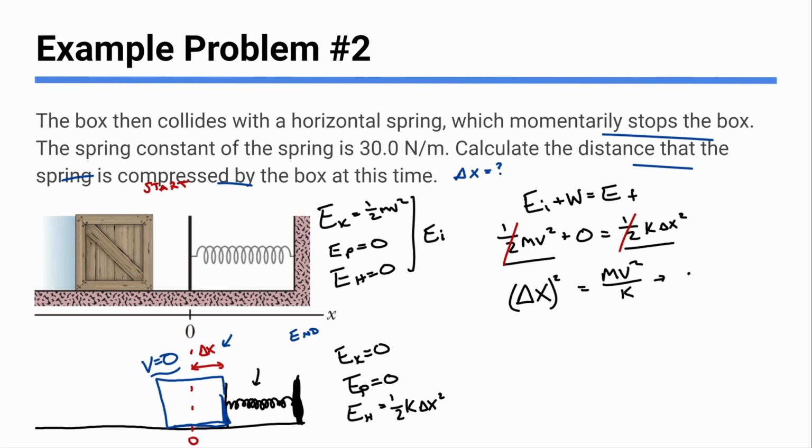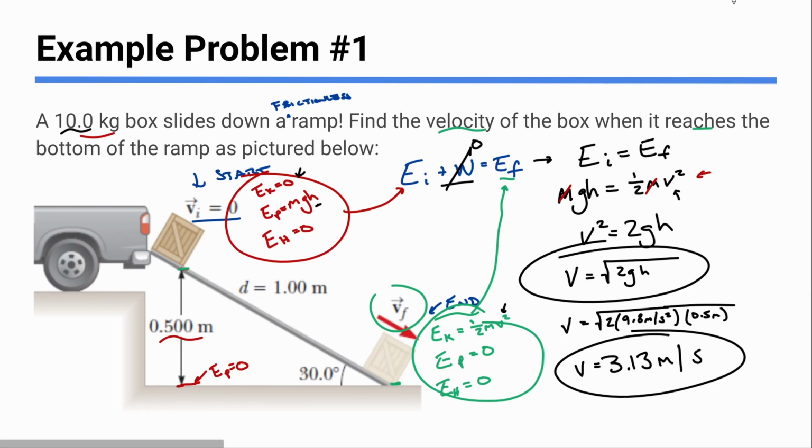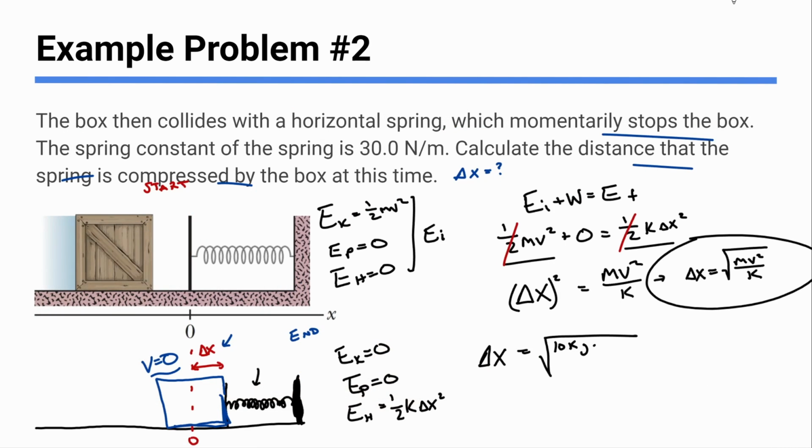So then delta x would be the square root of all of that stuff. And now I have my answer, and now I can plug in the numbers. Here we go, square root. We said on the last slide that mass was 10 kilograms. We also found that V is 3.13 meters per second. And we're saying here that K is 30 newtons per meter.